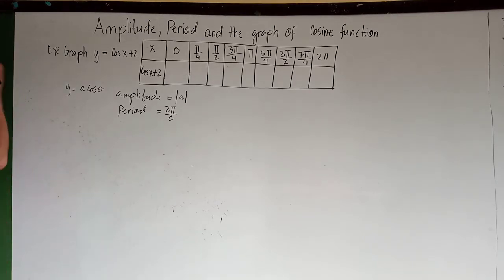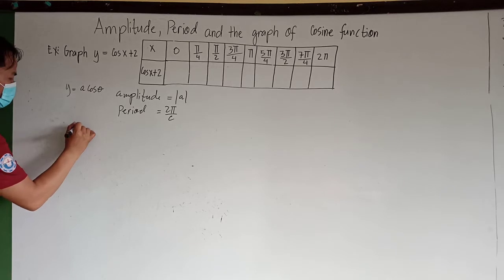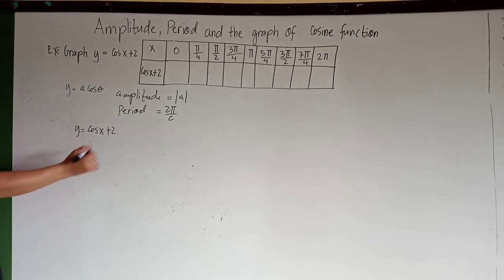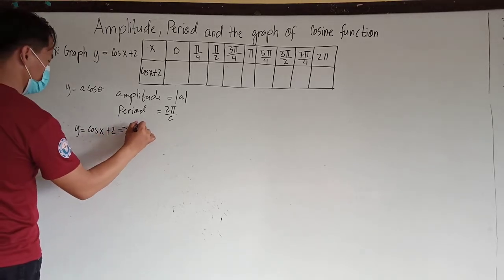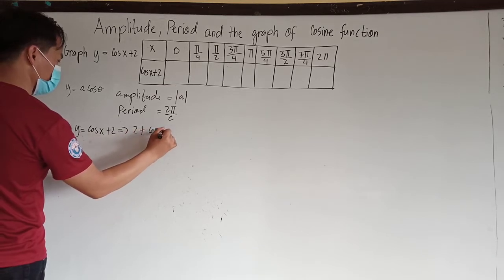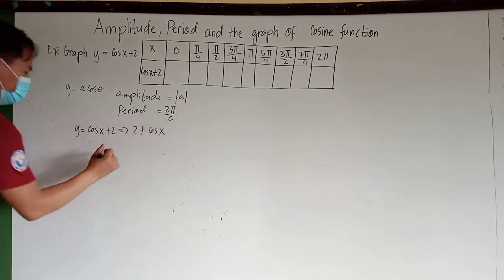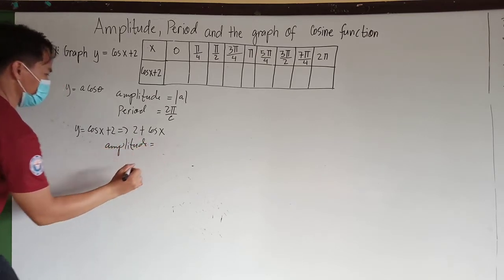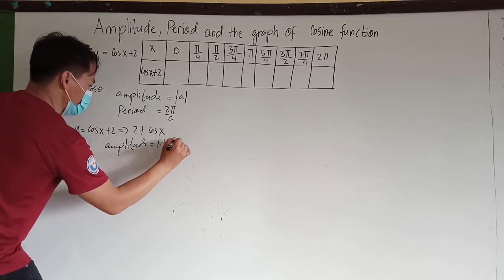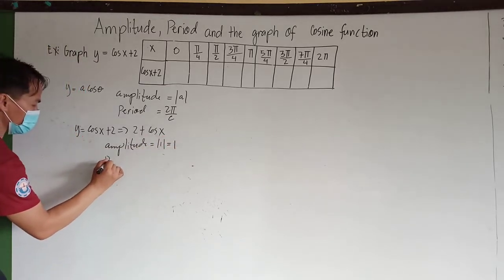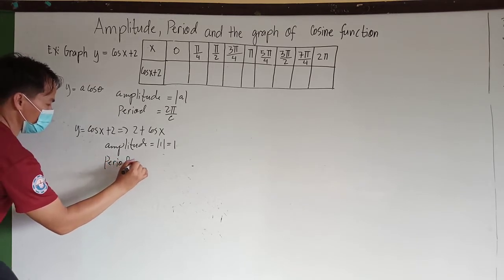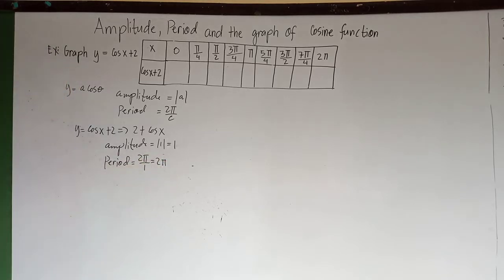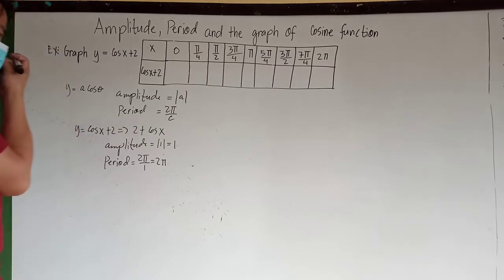For example, we're given y = cos x + 2. We can write this as equivalent to 2 + cos x. So the amplitude of this function is just equal to the absolute value of 1, that is equal to 1. While for the period, it's just equal to 2 pi over 1, so the answer is 2 pi. That is the period of this given function.